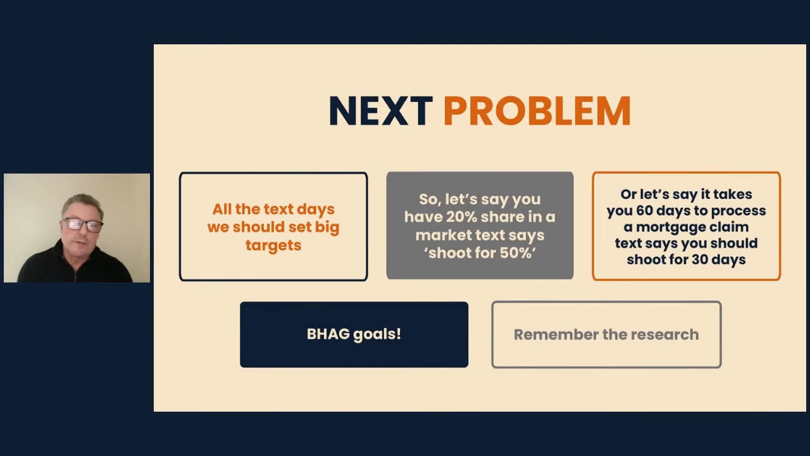In other words, it's not arbitrary objectives and it's not arbitrary target setting, because this is the next problem. If you look at every single text on OKRs, they all say the same thing, and I've read all the books. The text says we should set big targets. We should set big numbers. So again, let's say you have a 20% share in a market. The text says, well, why don't we shoot for 50%? Or let's say it takes 60 days to process a mortgage claim. The text says, well, let's shoot for 30 days.